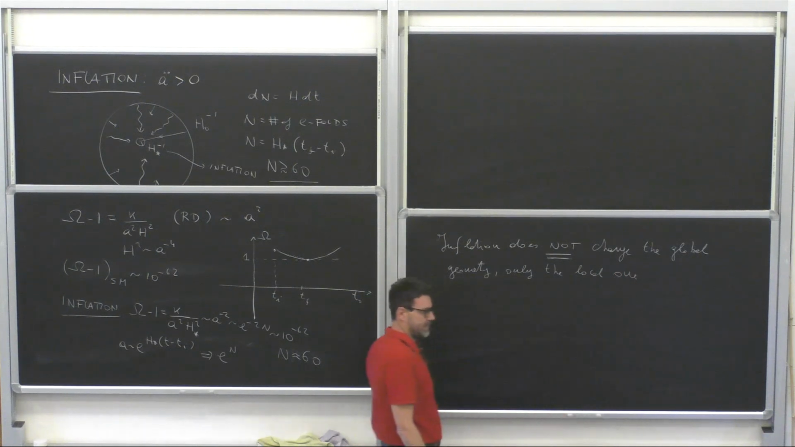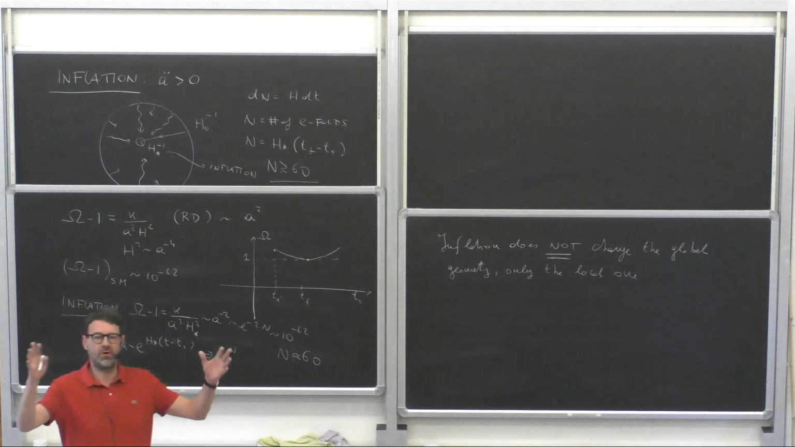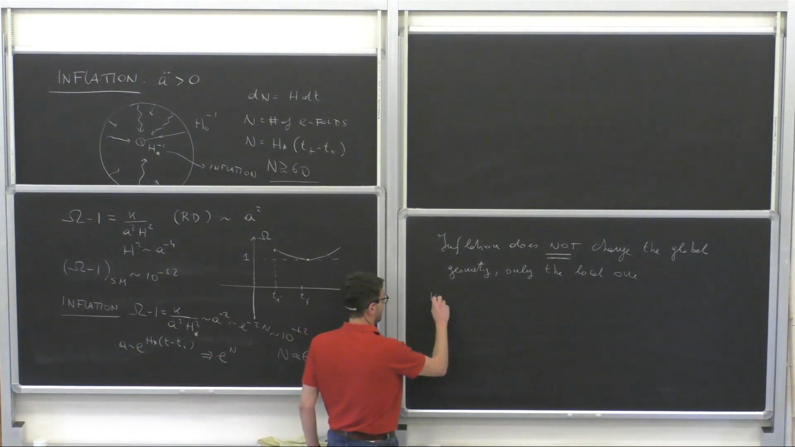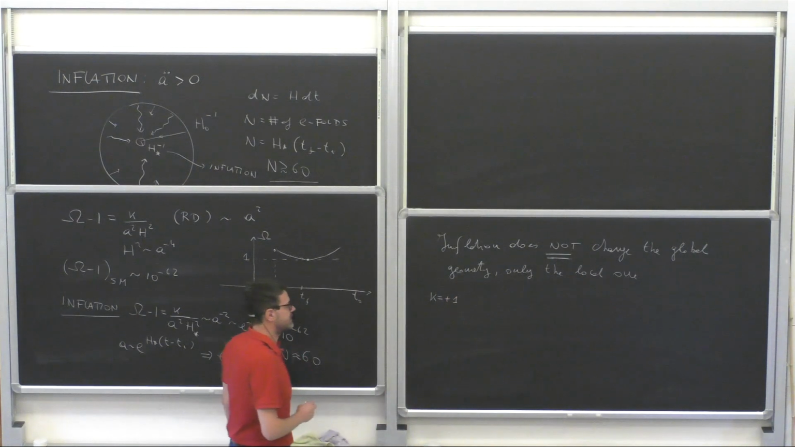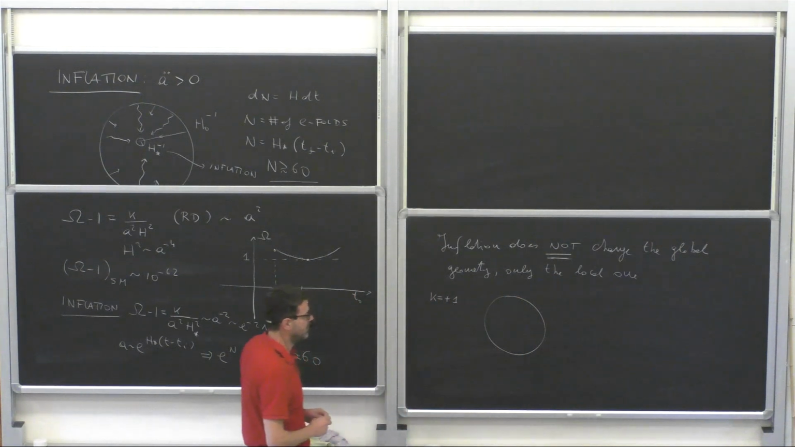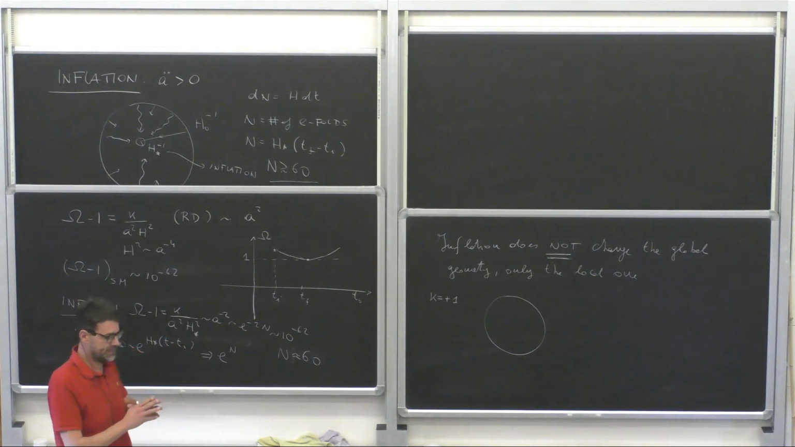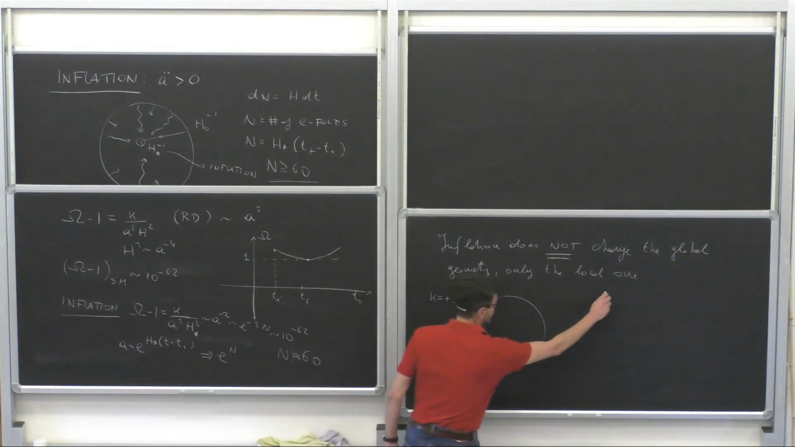What does it mean? It simply means that if the universe globally has a geometry of a sphere, let's say if k is equal to +1, this is just an example, okay? Inflation does not change this. Inflation simply takes the sphere and makes it incredibly large, so it increases it by an enormous factor.